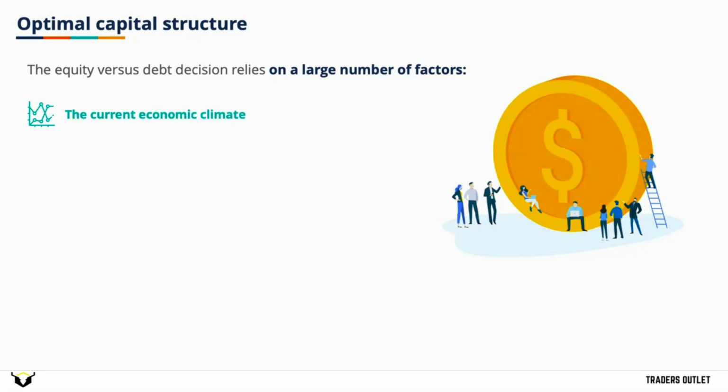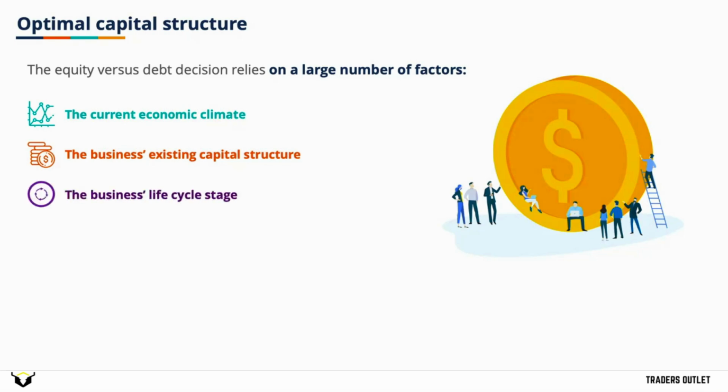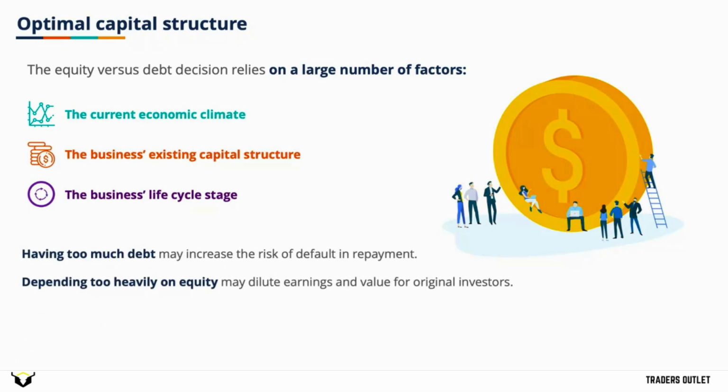One, the current economic climate as to what type of funding is available. The business's existing capital structure, perhaps it does not have any more room for additional debt, or maybe it does. And then the business life cycle stage, which is a proxy for the overall risk of the business. Having too much debt, on the one hand, increases the risk of default. But having too much equity may dilute earnings and may not create as much value for investors. So it's important to strike the right balance between debt and equity.